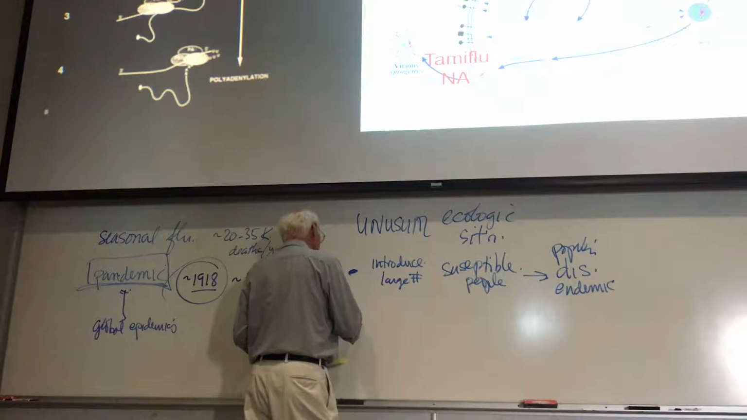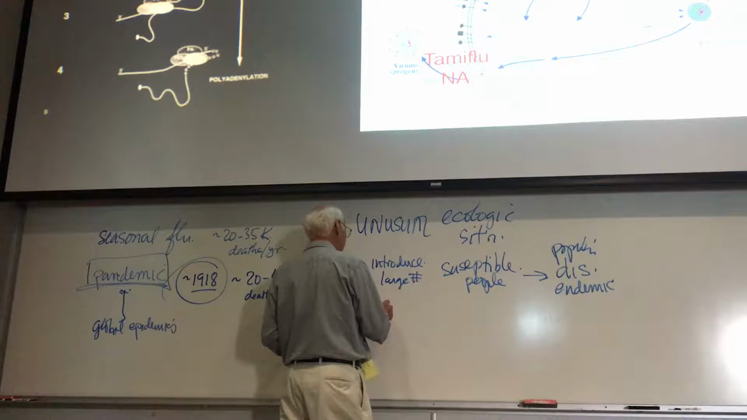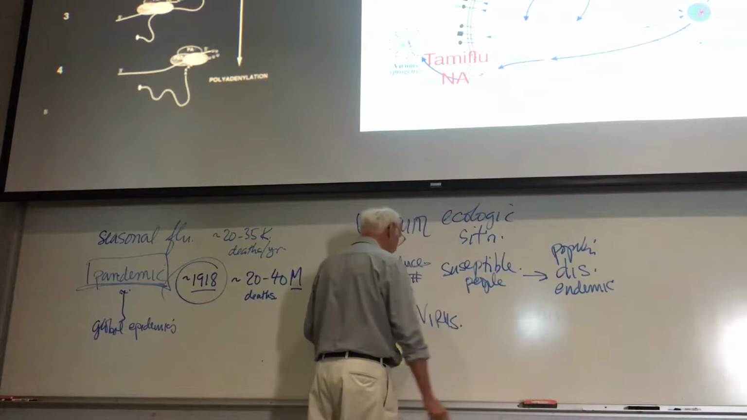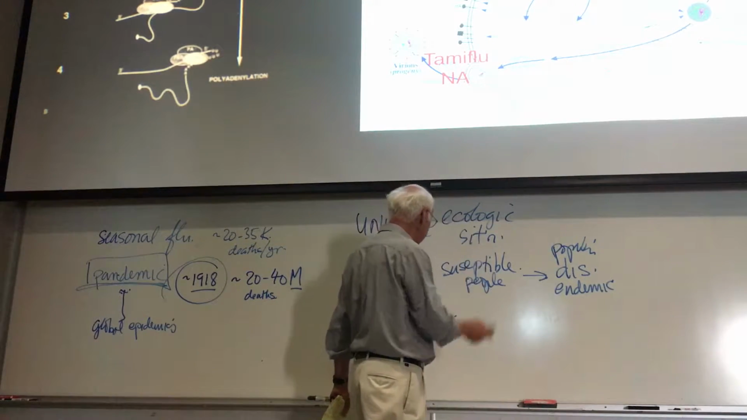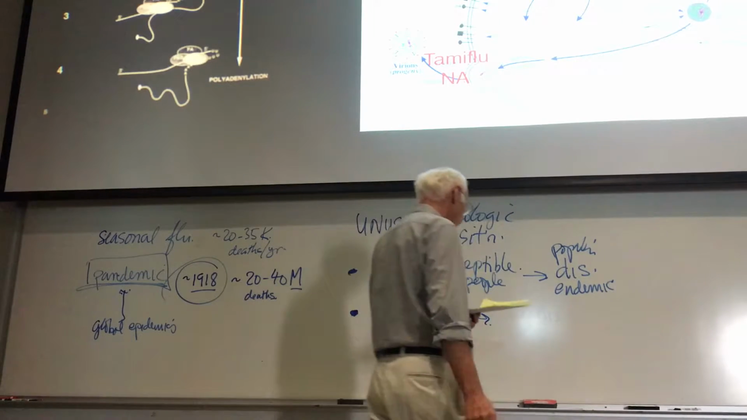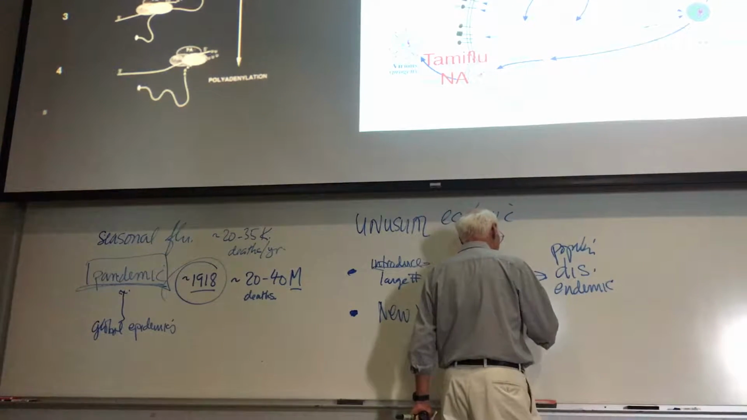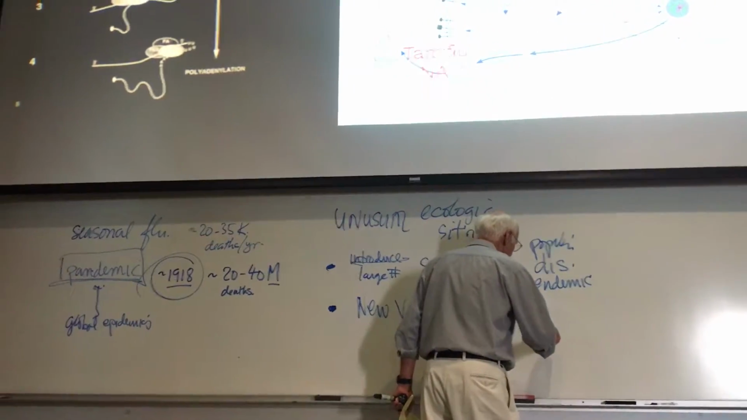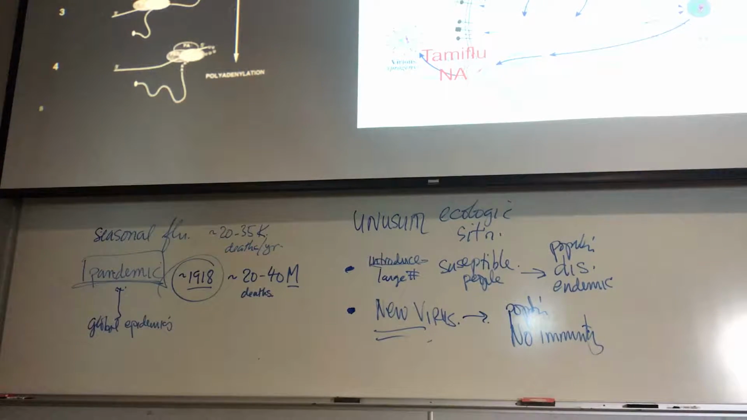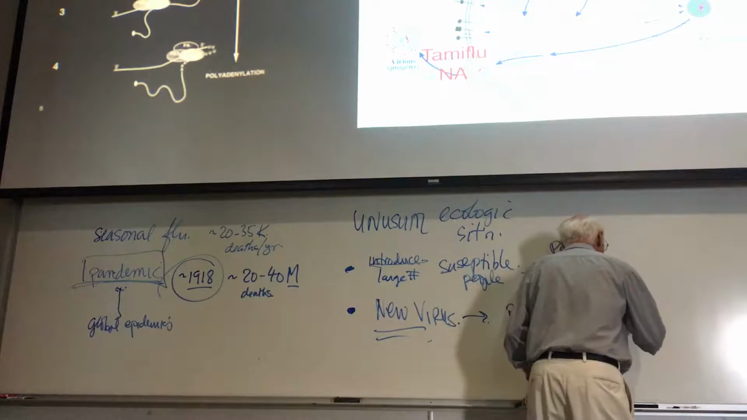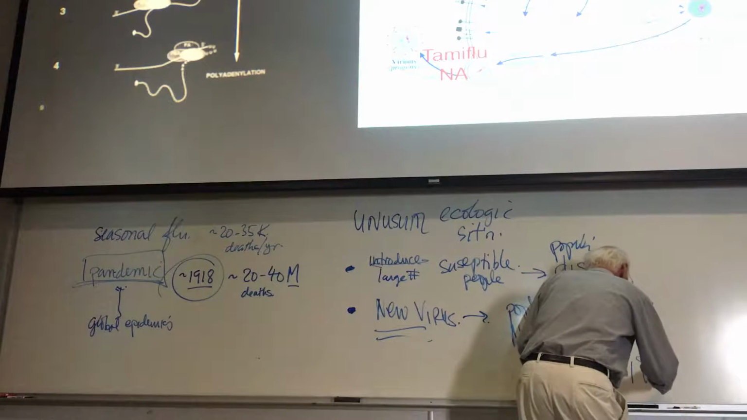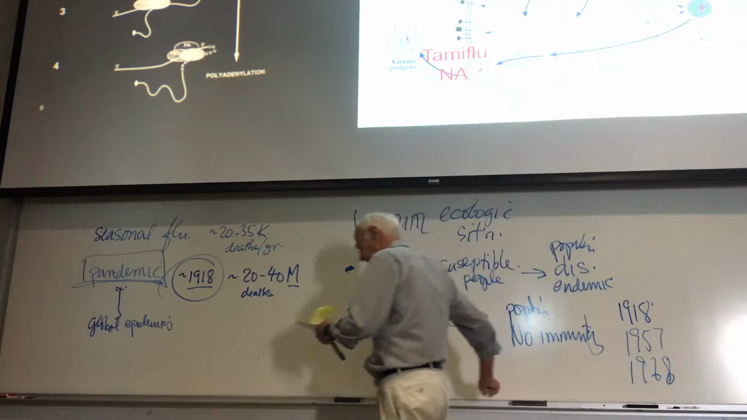The other unusual ecologic situation can be if you introduce a new virus. And you have to introduce that new virus into a population of individuals that are susceptible because the population has no immunity, because we have a new virus. And so that happened in 1918. A new virus arose. It also happened in 1957 and 1968. Or two other examples that I'll give you.